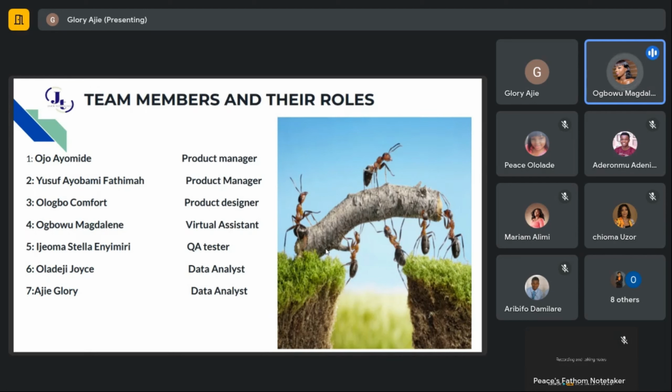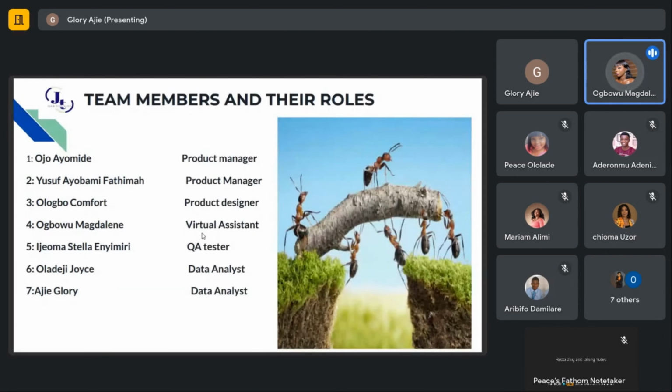This picture depicts the working unity of ants and its remarkable demonstration of social organization and cooperation. I use that to illustrate how the team members work together to bring success to Hire a Techie. The product managers work on documentation of the JAMO product.